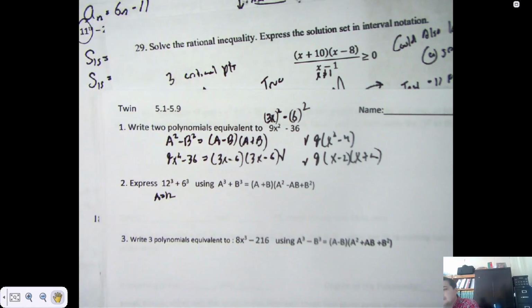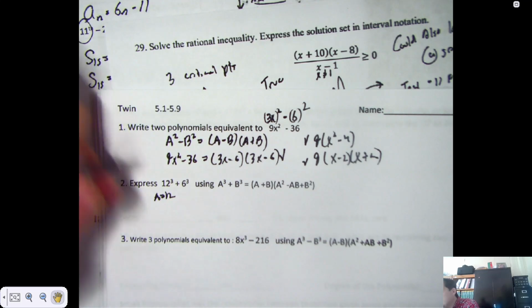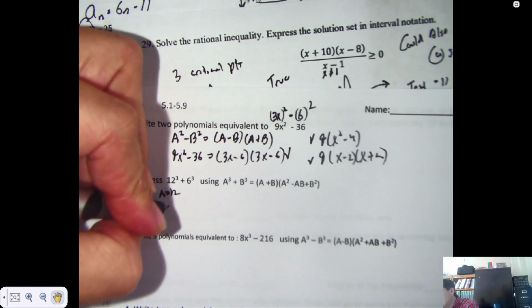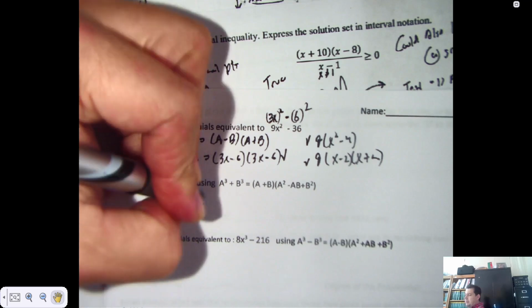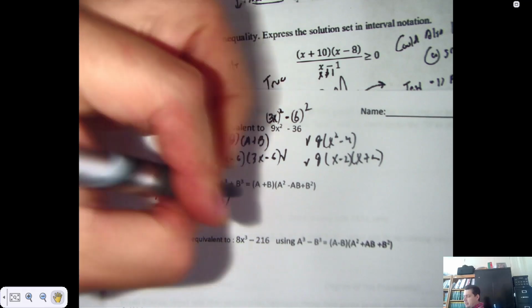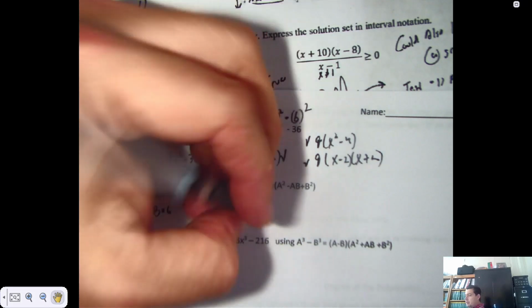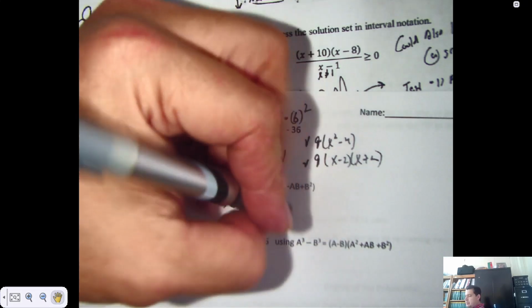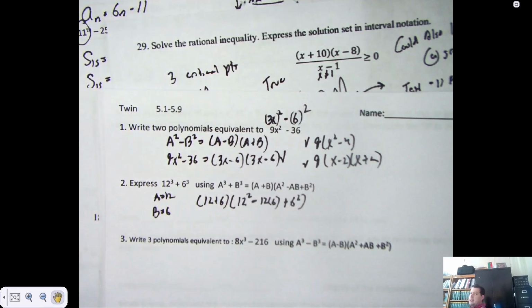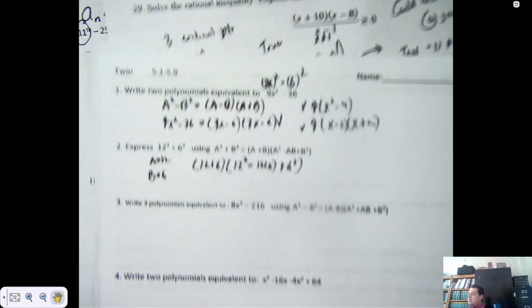Glancing at this, to form a 12 cubed, I cube 12. To form a 6 cubed, I cube a 6. And I just plug into that form. So the first factor is simply 12 plus 6. The second factor is 12 squared, minus, because there's a minus, 12 times 6, plus, because there's a plus, 6 squared. That's how hard the problem is. Really is.